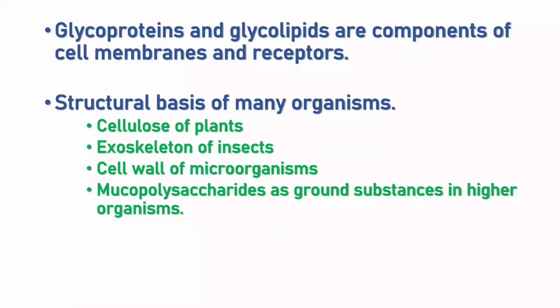Then the next is structural basis for many organisms: cellulose of plants, exoskeleton of insects, cell wall of microorganisms, and mucopolysaccharides as ground substances in higher organisms. So these are the structural basis for many organisms. Like cellulose in plants, then we have exoskeleton in insects, and then we have cell wall of microorganisms. Then we also have mucopolysaccharide as a ground substance in the organism.